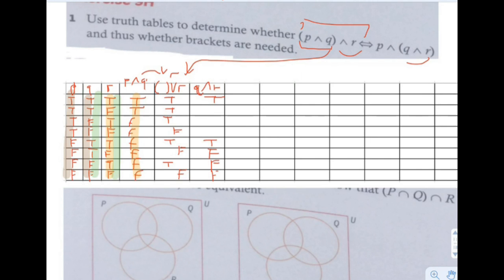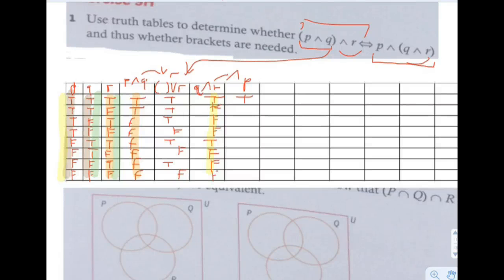Okay? All right. And then we're going to AND that with P. So we're going to AND the two yellows together. When you AND things, you're looking for double trues. When you have double trues, it's true. Otherwise, it's false. So there's a double true.